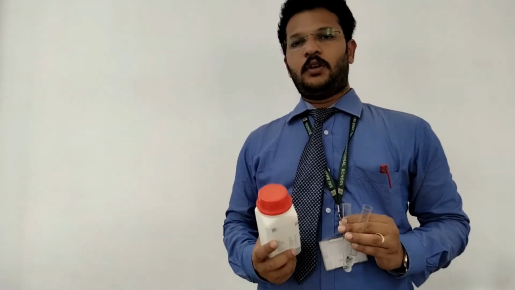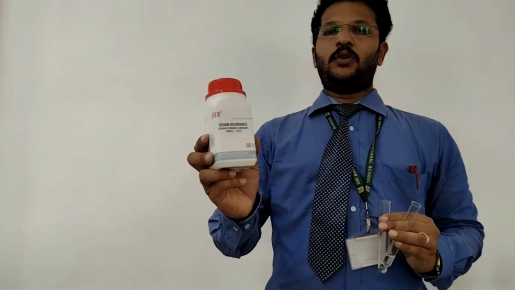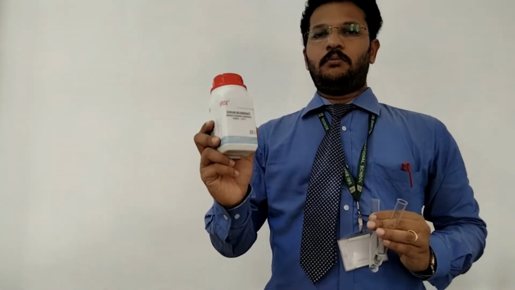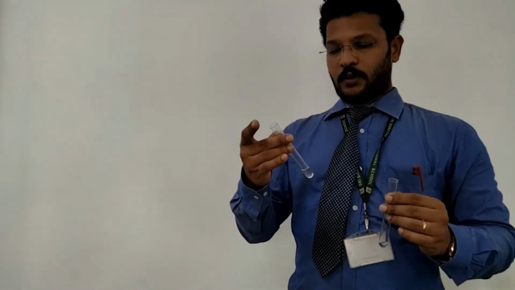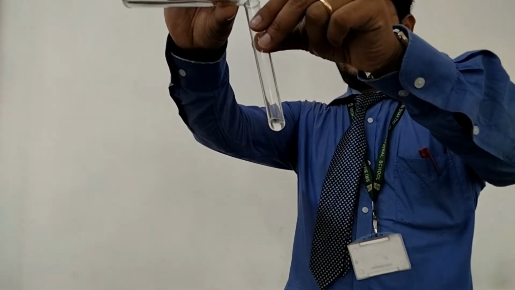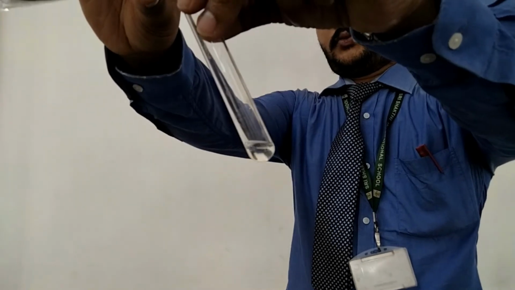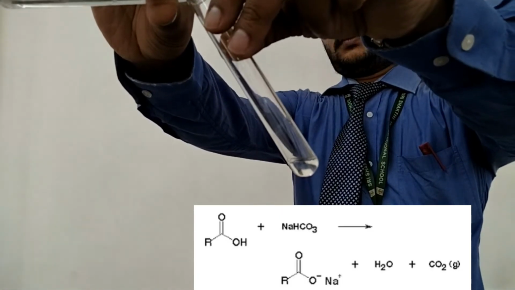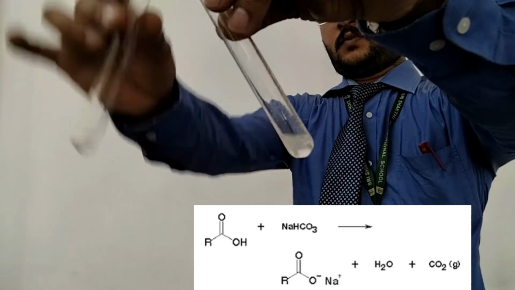Now I am going to do a chemical test for the presence of the carboxylic group in my given organic compound. Check here. I am going to add a solution of sodium bicarbonate, or sodium hydrogen carbonate. I have taken some amount of sodium hydrogen carbonate, and this is my organic compound which contains carboxylic acid. I am adding a few drops of it. The brisk effervescence is due to the release of carbon dioxide.